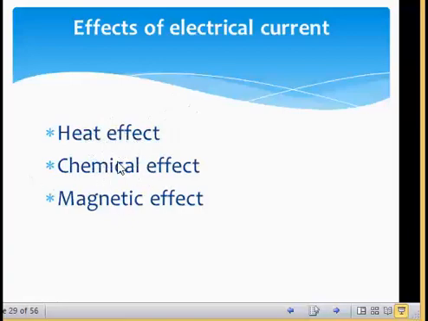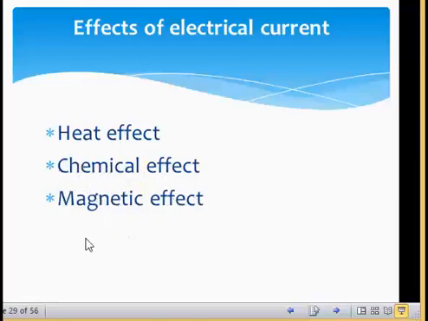Now, chemical effect. Electrical current can actually create a chemical reaction, that is in electrolysis. If you want to charge a battery, you actually apply direct current to that particular battery, and that direct current is going to create a chemical reaction, which of course is the process of charging a battery.